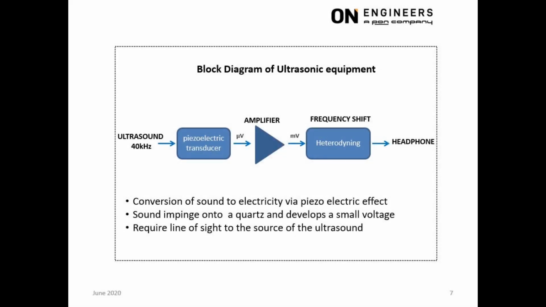The front end of any ultrasonic measuring equipment is a quartz sensor, which converts the ultrasound into electricity. This phenomenon is called piezoelectric effect. The voltage developed by the quartz sensor will be very small and has to be amplified. The output of the amplifier is still in the ultrasonic frequency, which the human ear cannot hear. This electrical signal has to be frequency shifted to the frequency range of the human ear.